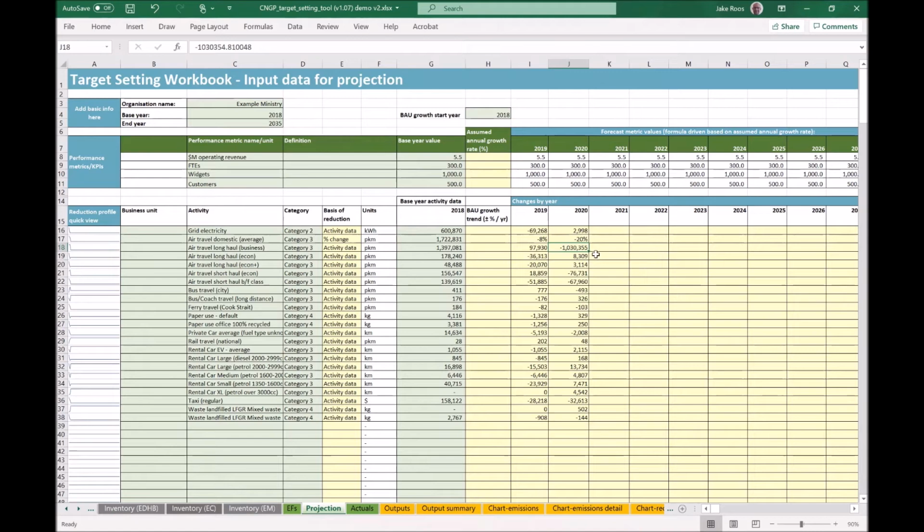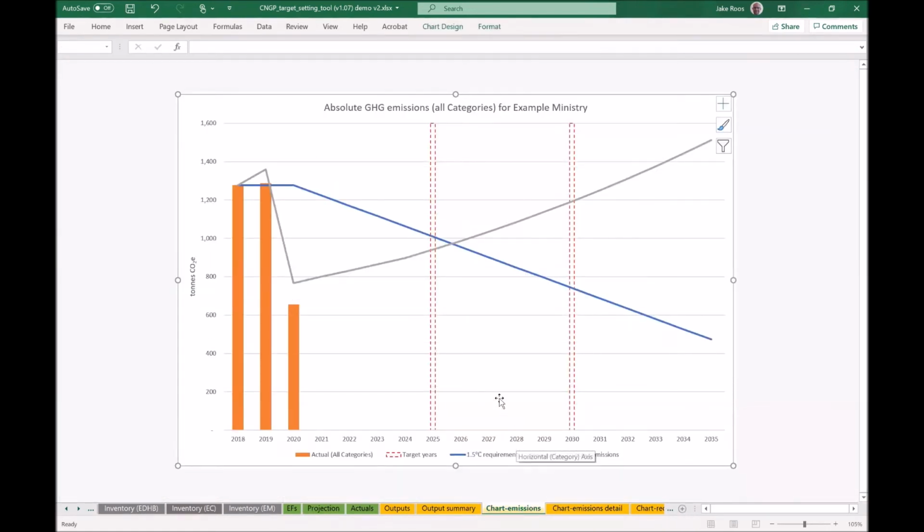Now there is one other complication. This column here, H, the BAU growth trend, if we put in a percentage here, say 5%, we can see that that 5% growth is being applied to the past. Now, you probably don't want to do that. The idea is to make the projection match the actuals for the past, but there is an easy fix.